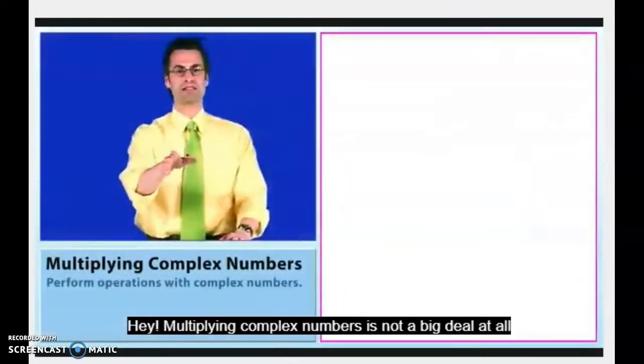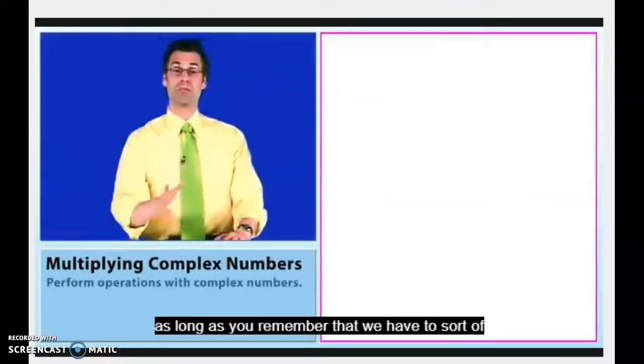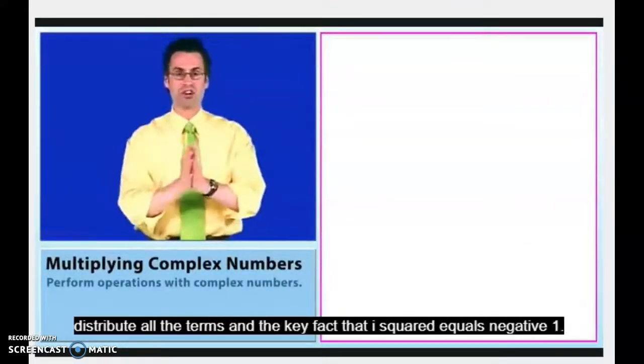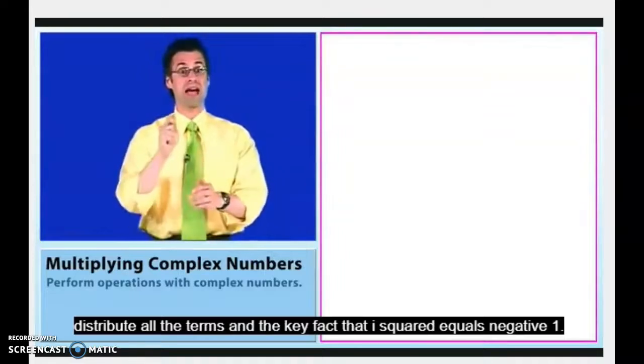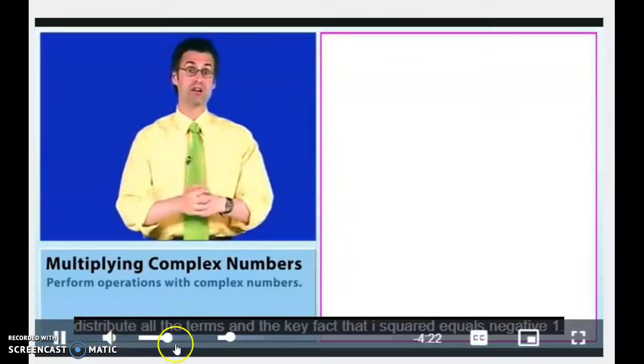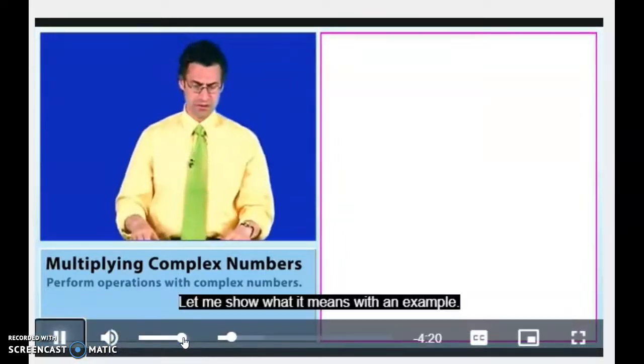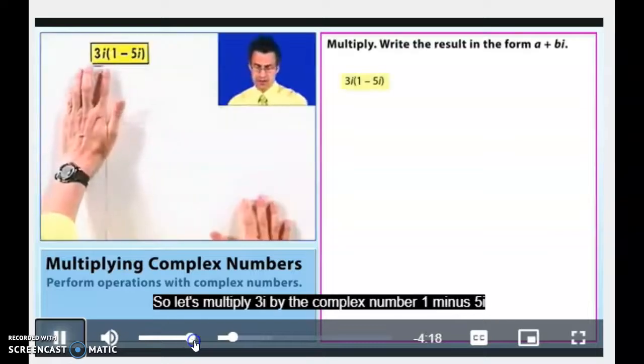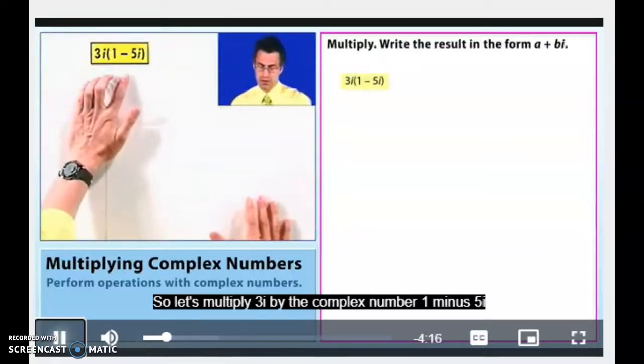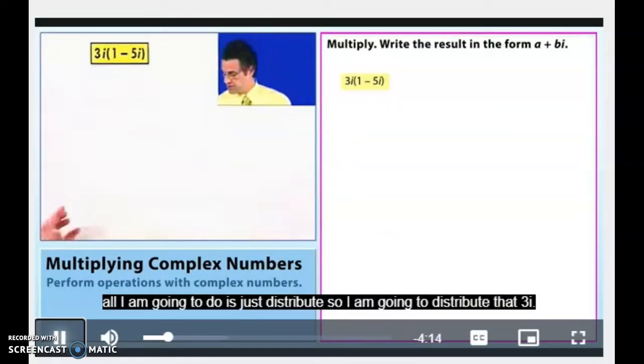Hey, multiplying complex numbers is not a big deal at all, as long as you remember that we have to sort of distribute all the terms, and the key fact that i squared equals negative 1. Let me show you what I mean with an example. So let's multiply 3i by the complex number 1 minus 5i.